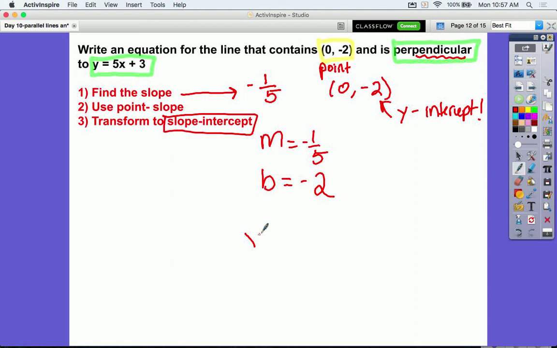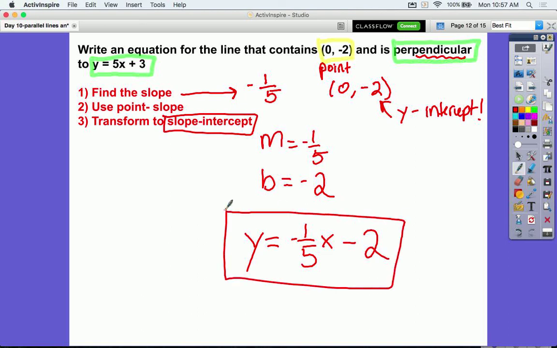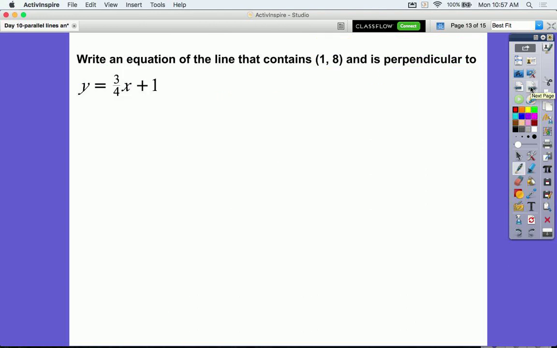Here it is. Y equals -1/5 x minus 2, or plus -2. Easy, easy, especially because we have the y-intercept here. What if we're not given the y-intercept? What if we're just given a point and we need to use our other steps, point, slope? So same thing here, perpendicular to y equals 3/4 x plus 1.